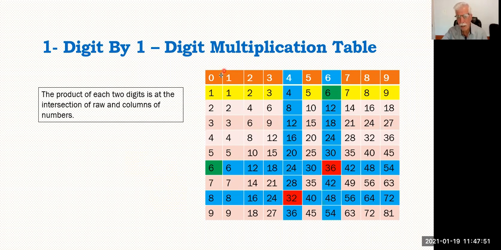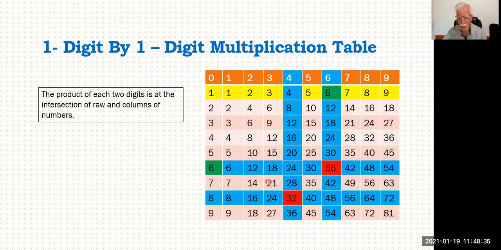As you can see, on the top, I have numbers 0 to 9, and on the side also I have 0 to 9. To find the product of any two numbers like 3 and 4, you just move from 3 under the 4. Right here you find the multiplication of 3 and 4, which is 12. To find the multiplication of 7 and 3, just move right here horizontally under the number 3. So 7 into 3 is 21.